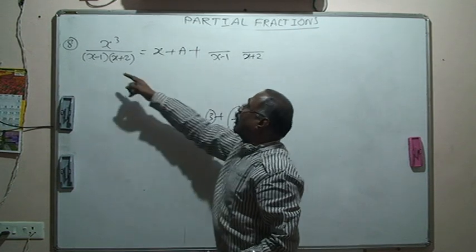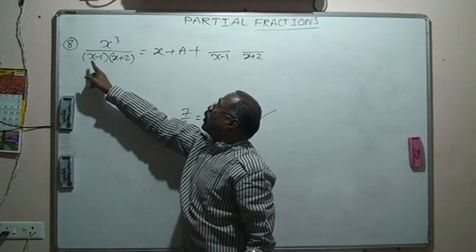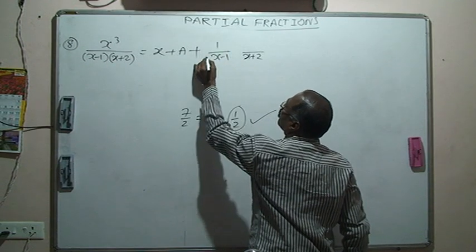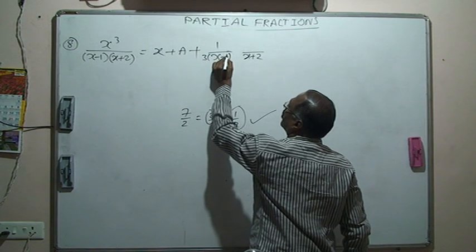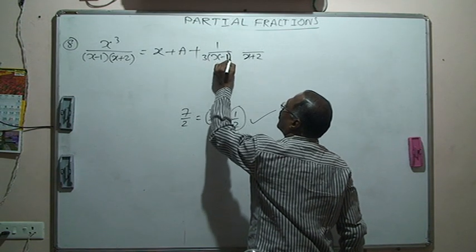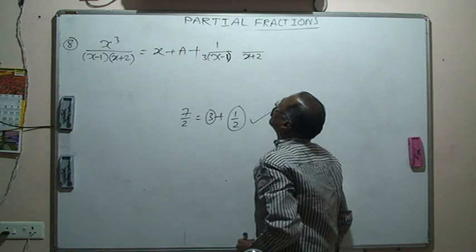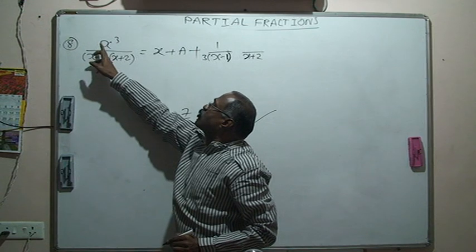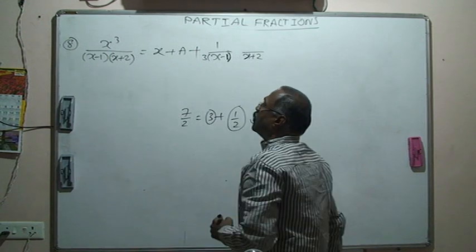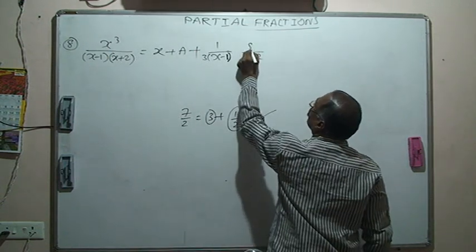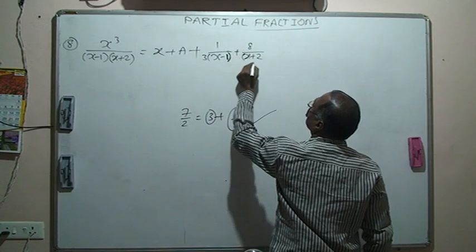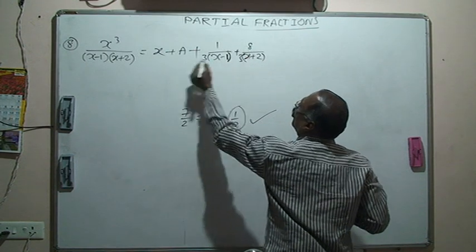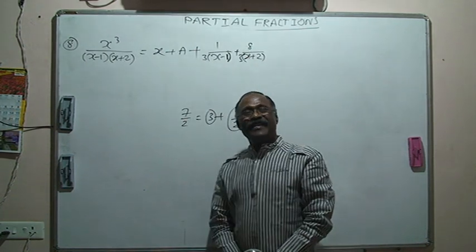Put x equal to 1 everywhere but not there. x equal to 1, 1 by 1 plus 2, 1 by 3. Done. I'm writing directly now because you are habituated by now. You must have understood by now. Now putting x equal to minus 2 everywhere but not there. x equal to minus 2, minus 8 by minus 3, 8 by 3. Done, please. What is remaining now? Only a is remaining.